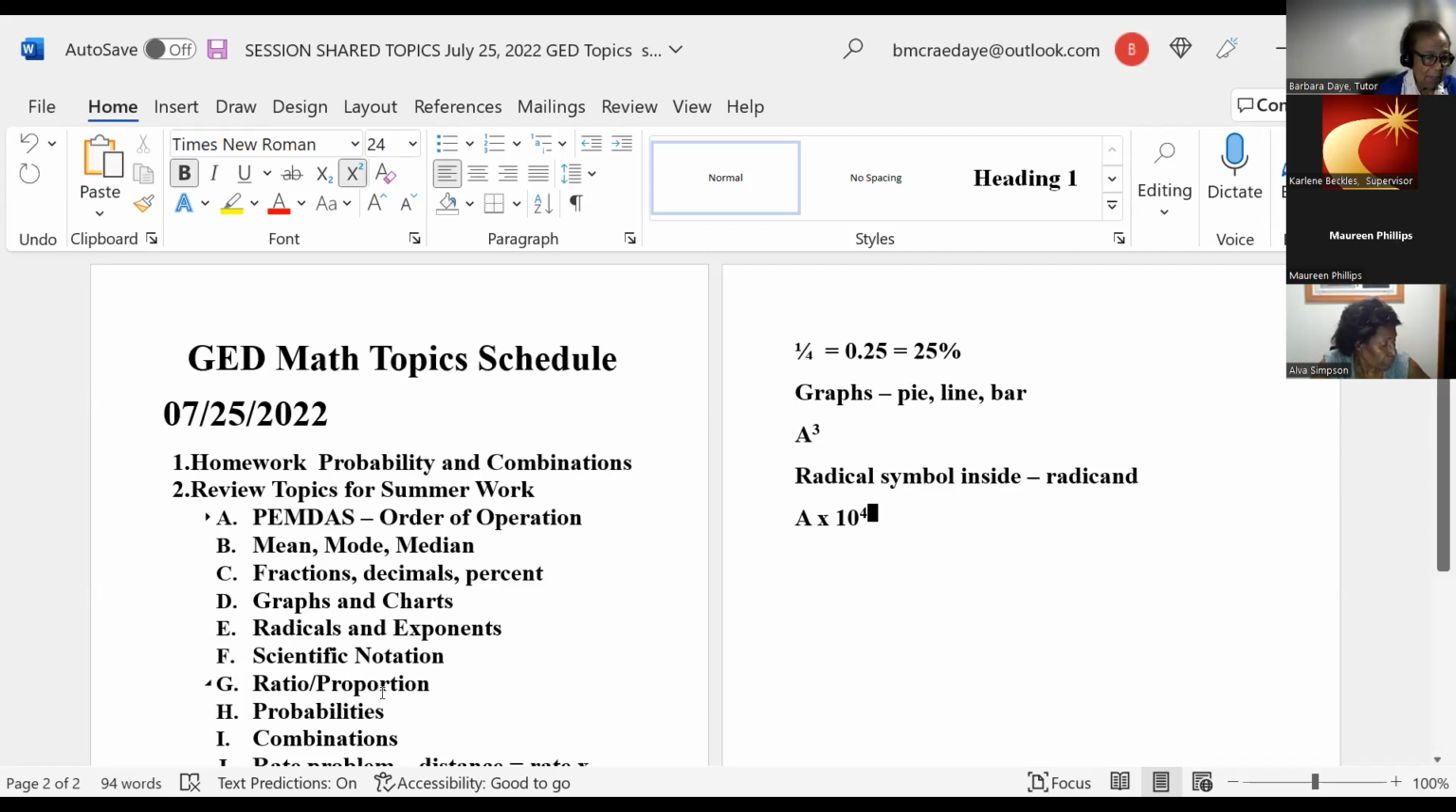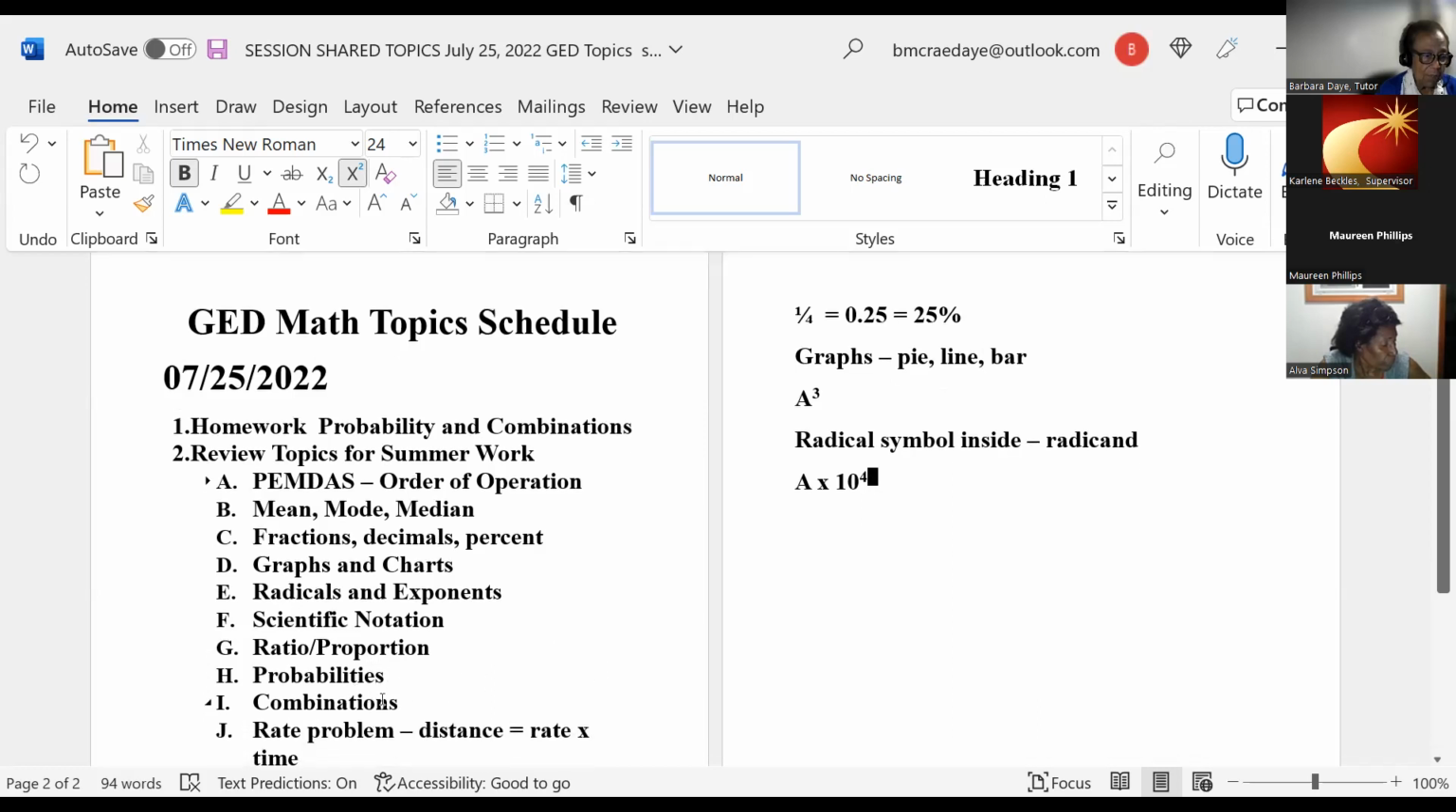There'll be probabilities. We went through probabilities and combinations. We'll be doing some of those with the homework. And there will be at least one problem on rate, where distance is rate times the time. Okay, so I'll be sending you homework.